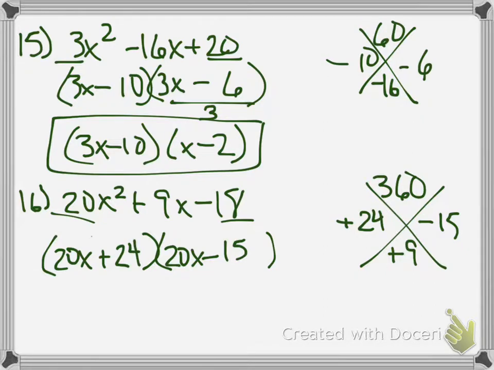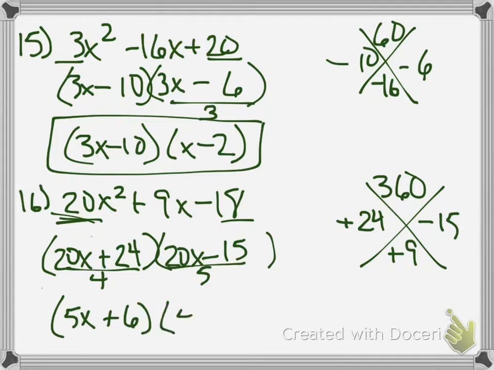Actually, since 20 is not a prime number, I need to look for something that can divide into both. What goes into both of these is 4, so I divide here by 4, which gives me 5x plus 6. And then this one is divisible by 5, which gives me 4x minus 3. You can see here 5 times 4 is 20, and 6 times negative 3 is negative 18. Trust me, it works. I will look for something easier, because y'all are awesome. Alright.